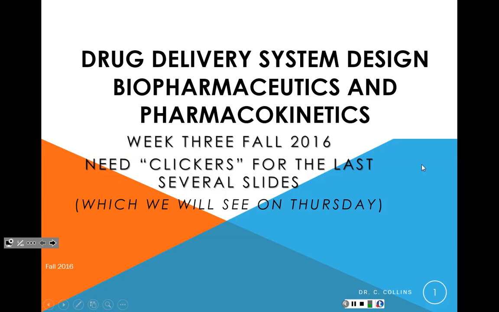Here we will focus more on that process where our potential drug delivery system is going to interact with a biological system and utilize the factors of biopharmaceutics and pharmacokinetics. Now, biopharmaceutics in and of itself is a subset of pharmacokinetics. Pharmacokinetics is the entire gamut of this particular science. Biopharmaceutics is the drug delivery system interacting with a biological system.